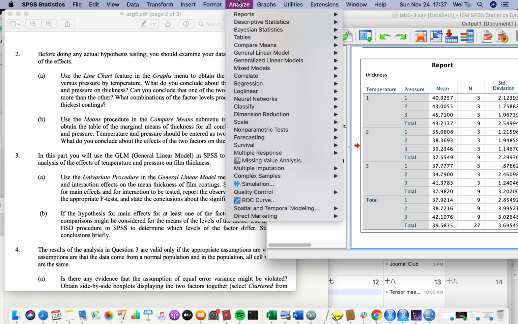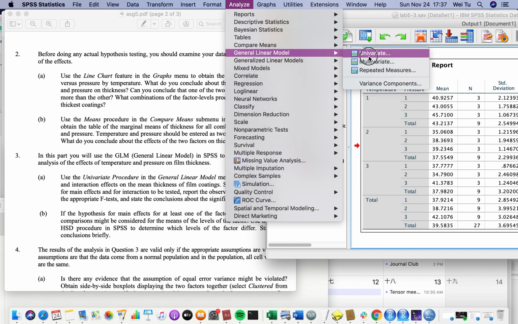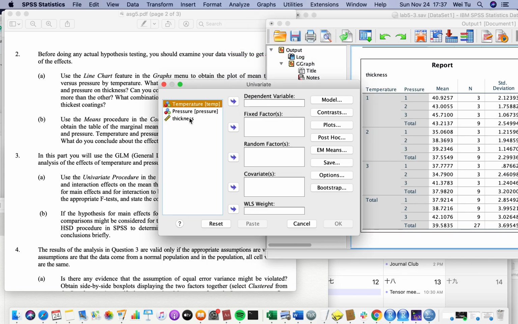So we do Analyze, General Linear Model, Univariate. The dependent variable is the thickness. Here, both of them are fixed factors, because fixed factors means the levels of your factor are fixed. In this case, for temperature, we only have 3 levels, low, medium, and high, and there's no other possible levels. So we put both of them as fixed, okay.